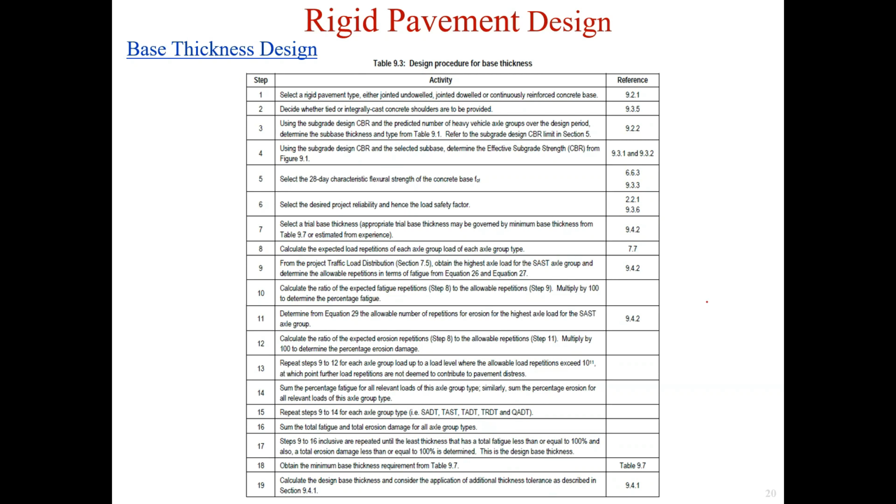So in short, a trial design base thickness is selected and the total fatigue and erosion damage is calculated for the entire traffic volume and composition during the design period. If either fatigue or erosion damage exceeds 100%, then the trial thickness is increased and the design process is repeated. The design thickness is the least trial thickness, which has a total fatigue less than or equal to 100% and a total erosion damage less than or equal to 100%.